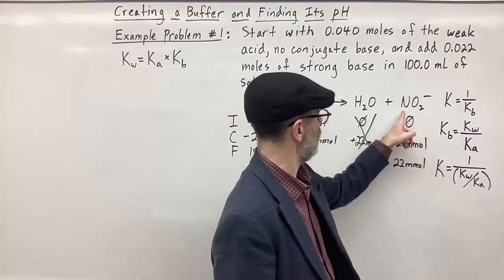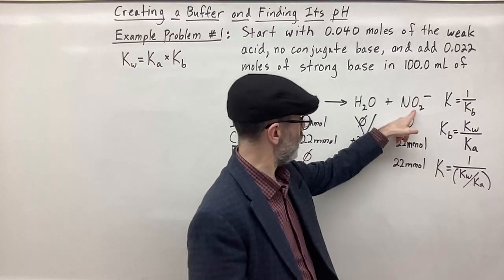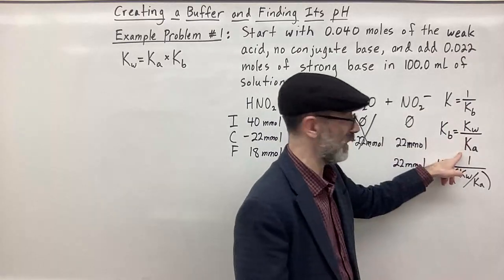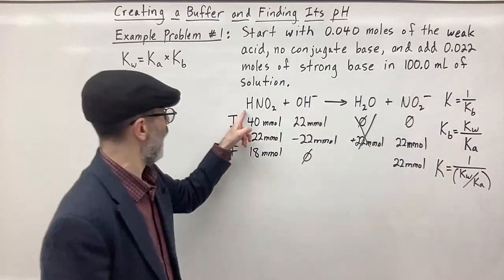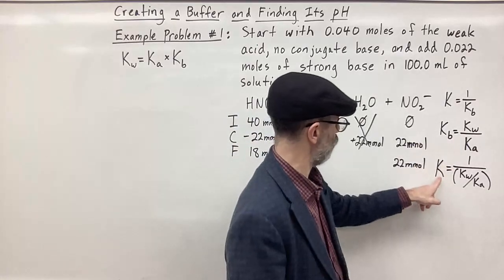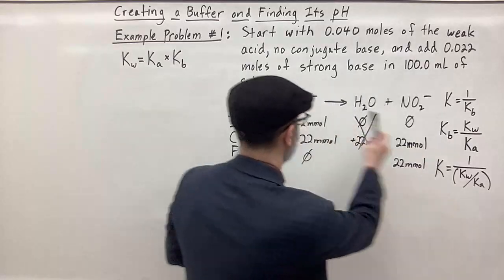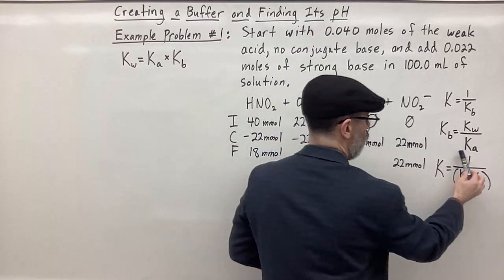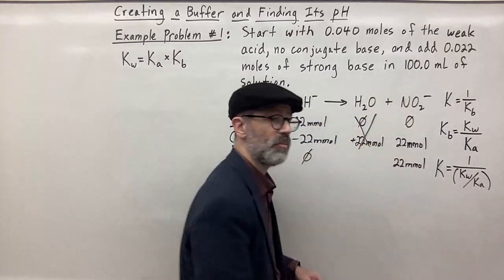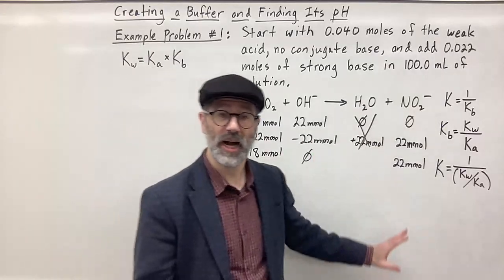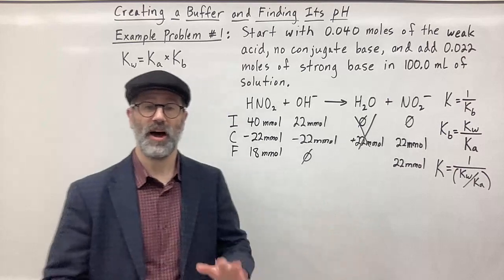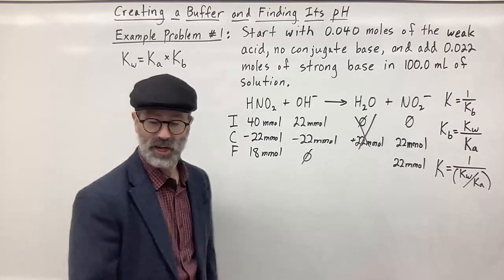So you find the Kb value for NO2 minus by taking Kw and dividing by the Ka for the acid, which you can look up on a table, and then put it all together, and you get that the K value for this reaction is equal to 1 over Kw divided by Ka, right? So this then becomes the calculation. So I just wanted to go over that as a review in case you needed a review. That's it. Okay, excellent. So let's move on.